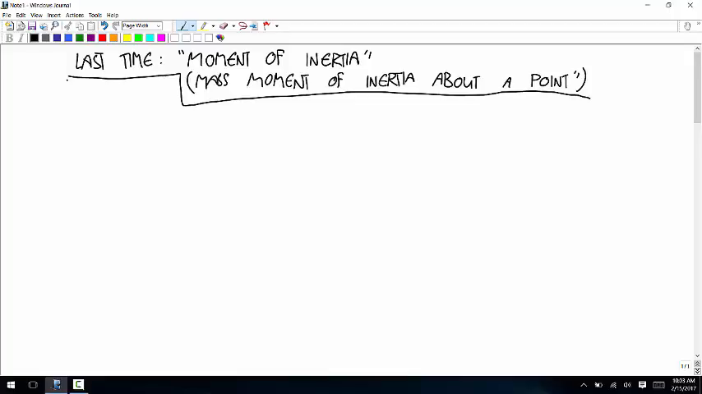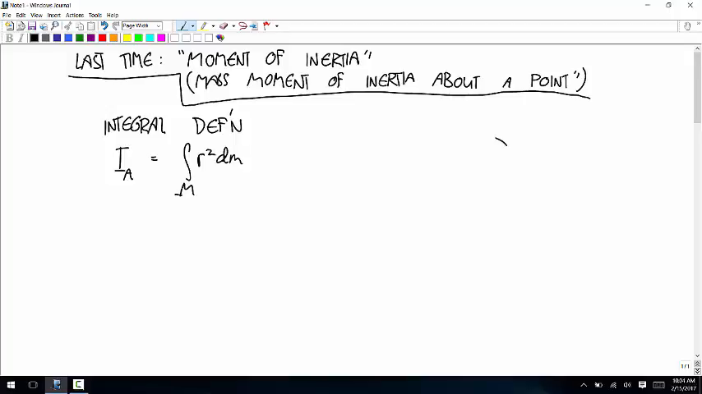So I talked about the integral definition. And that is the moment of inertia about A is equal to the integral over the entire mass of r squared dm, where r is the distance from the about point to each individual bit of mass. And so the basic idea, yes?